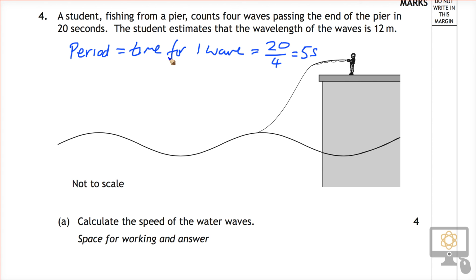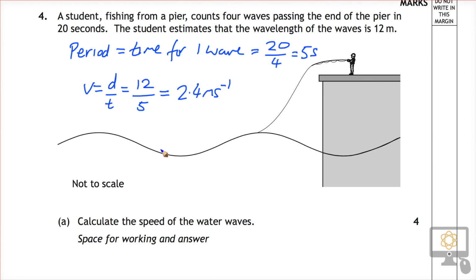And we also know that one wave has a length, or travels a length of 12 meters. So therefore we can also use the formula speed equals distance over time like we did previously, but this time the length is 12 meters and the time is 5 seconds. And so that gives us our answer, which again is 2.4 meters per second.